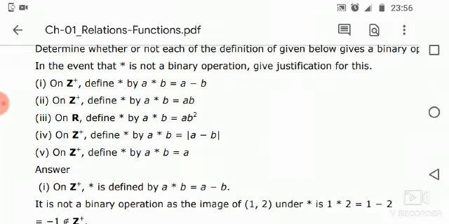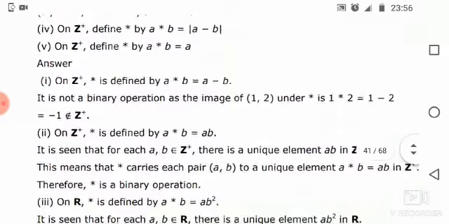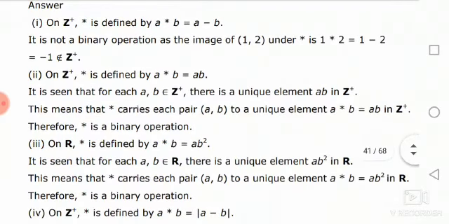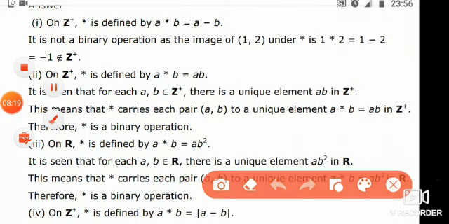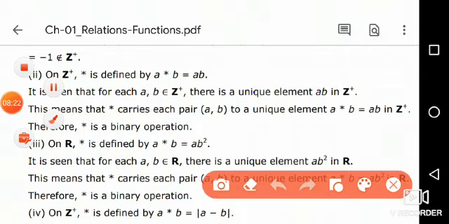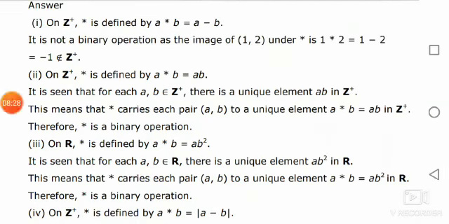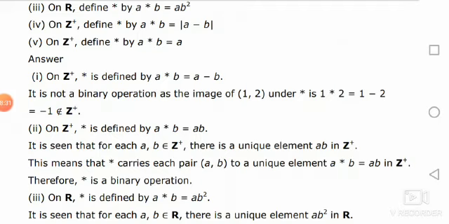Let me begin with the solution of the first example. Dear students, we have been given the set of positive integers. Star is a binary operation in a set capital A defined by a star b is equal to a minus b. We have to check whether this star is a binary operation on Z plus or not.